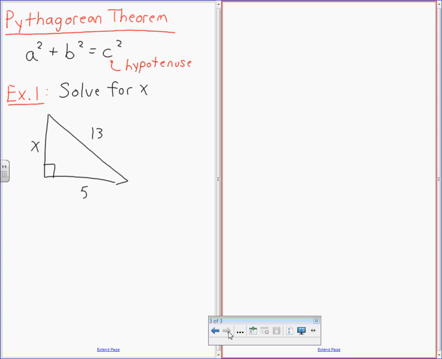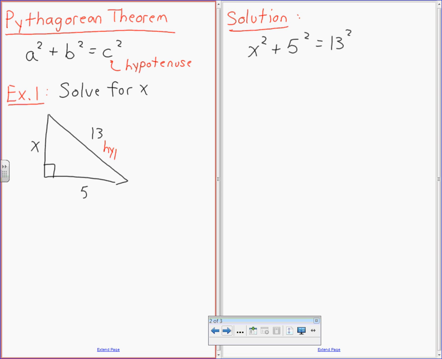Okay, great, thanks. Here's the solution. It's going to be x squared plus 5 squared is equal to 13 squared. Marissa, why did I not keep the x by itself? Why did I say x squared plus 5 squared equals 13 squared? Good. Hopefully what you said was because 13 is the biggest side. This is your hypotenuse right here, right? So that's going to be alone on the right-hand side.